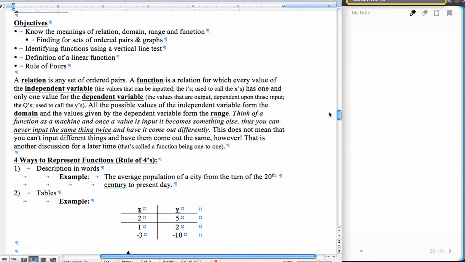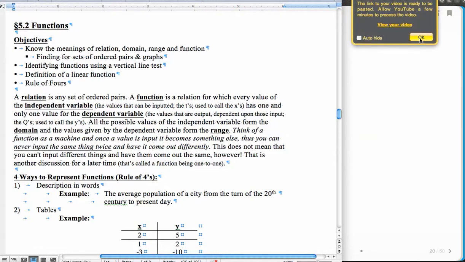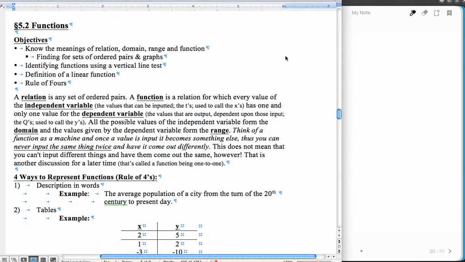Alright, this begins our lecture on section 5.2. Section 5.2 is about functions, and our objective here is to know the meaning of a function, of a relation, the domain and the range, and what a function is, and finding sets of ordered pairs and graphs. We're going to be identifying a function using a vertical line test. We're going to find out what the definition of a linear function is, and we're going to revisit our rule of fours in this investigation.